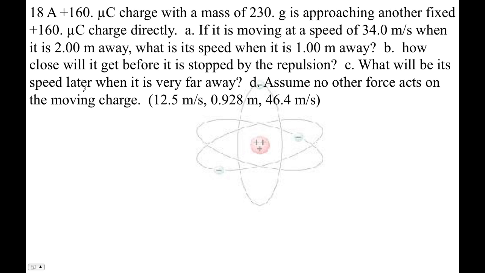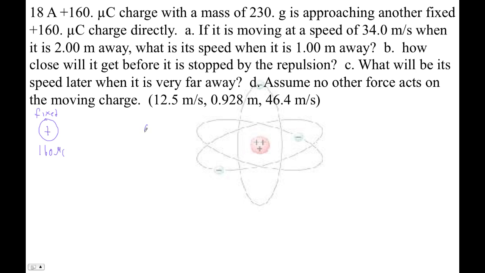So these are two positive charges approaching each other. One of these charges is fixed, which makes the problem pretty simple. Here's a 160 microcoulomb charge that's fixed. It can't move, right? Fixed. And then here is this 230 gram charge flying along.